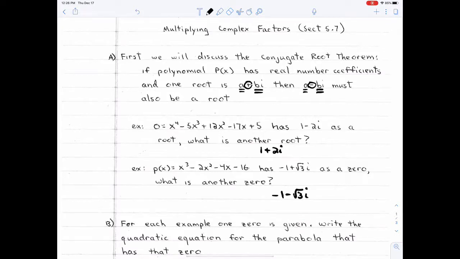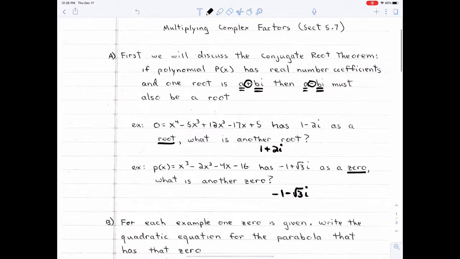By the way, notice on one of them I called it a root, and one of them I called it a 0. What's the difference? Well, notice this thing starts off equal to 0. A root is just the solution to any equation. But this starts off p of x equals. So a 0 is the value of x when y is 0. So if we were going to do this whole problem, factor it and everything, you'd have to substitute 0 in for p of x.